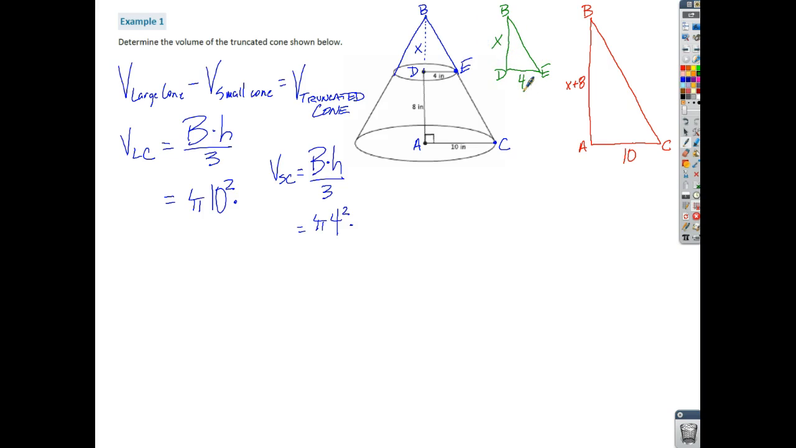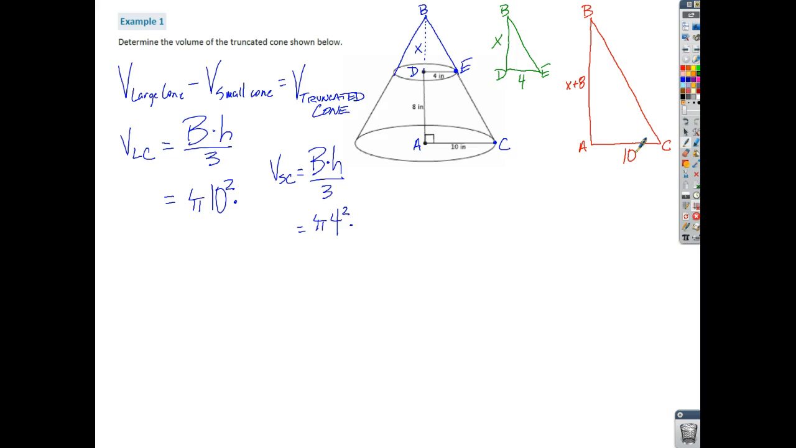Okay, so I know that triangle BDE, the green triangle, is similar to this triangle. So what I'm going to do now is create a ratio.